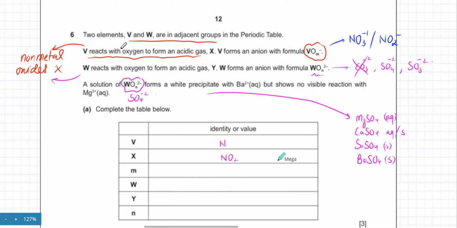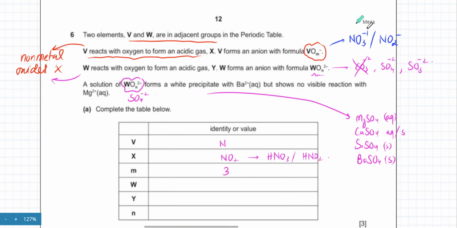That's the gas that would be formed by V. Why is it acidic? Because it's going to form nitric acid or nitrous acid if you mix it in water. What is M? M is probably either, and I'm hoping that in the marking scheme they gave an option, a nitrate ion or a nitrite ion. So I'm taking M as 3. I'm taking it as nitrate.